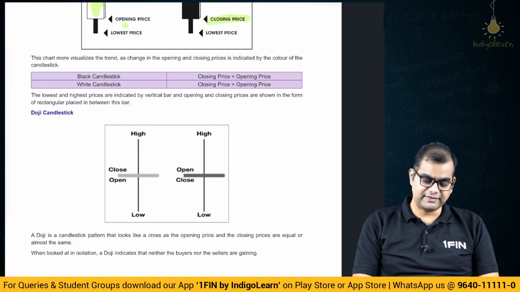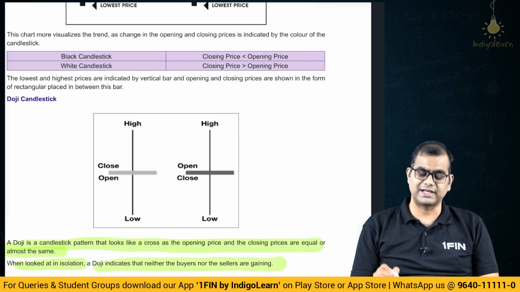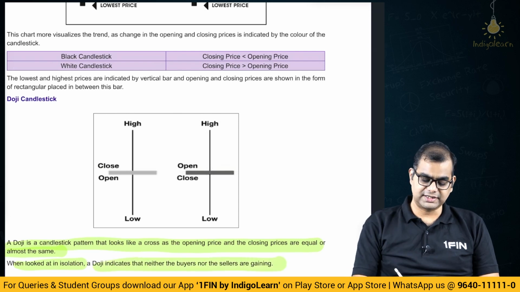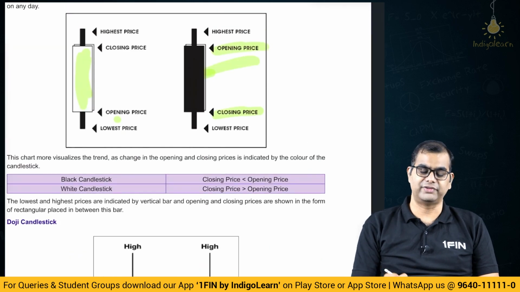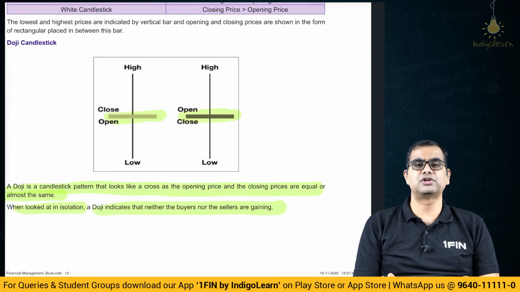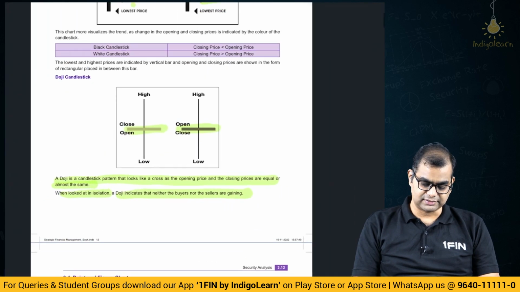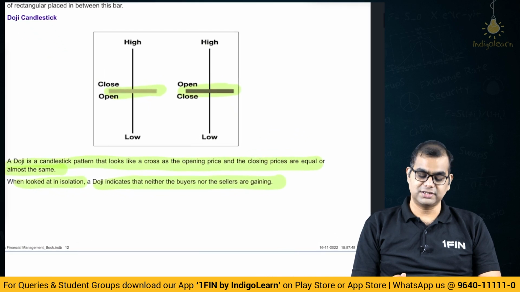Okay. Then you also have something called a doji candlestick. A doji is a candlestick pattern that looks like a cross, as the opening price and the closing price are equal or almost the same. When looked at in isolation, a doji indicates neither buyers nor sellers are gaining. So if it is consistently black, it means that bears are winning. If it is consistently empty, it means that bulls are winning. If it is consistently like this, where open and close are almost at the same price, then it means that the market lacks direction. Okay. This is called a doji candlestick.